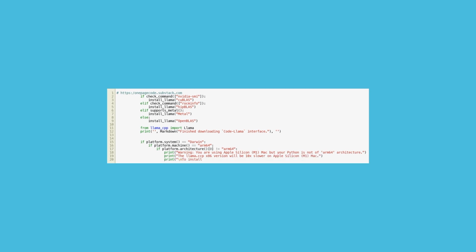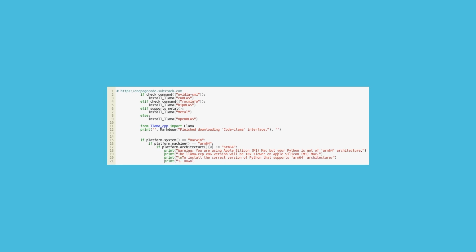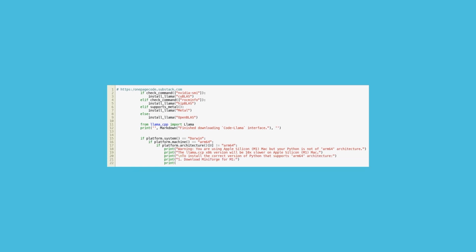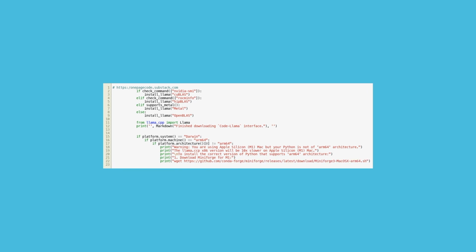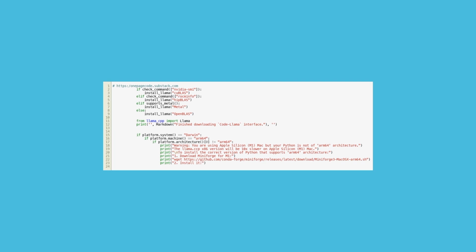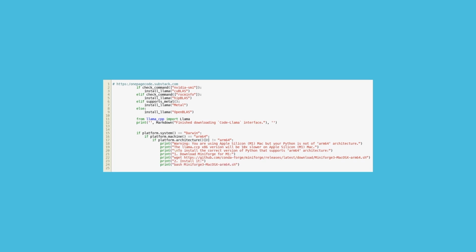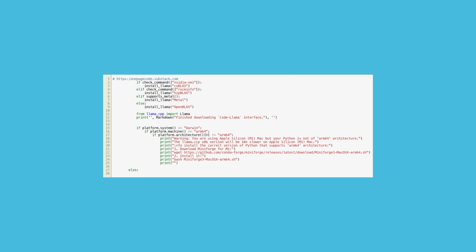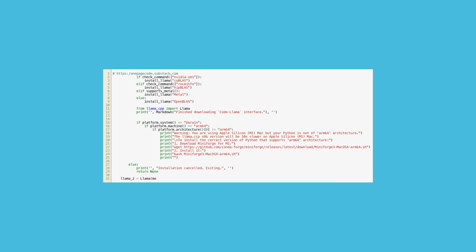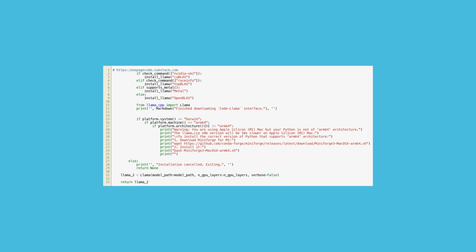The Inquirer module is then used to create a command line interface that prompts the user to select a quality level for the model. The available quality levels are determined by the keys of the models dictionary. The user's selection is stored in the chosen_quality variable. The function then prompts the user to confirm whether they want to use a GPU for the CodeLlama interpreter. If the user confirms, the n_gpu_layers variable is set to -1, otherwise it is set to 0. The URL for the selected model and quality level is then retrieved from the models dictionary.